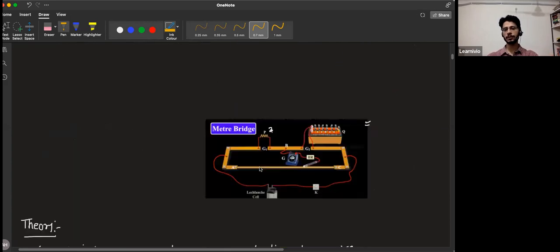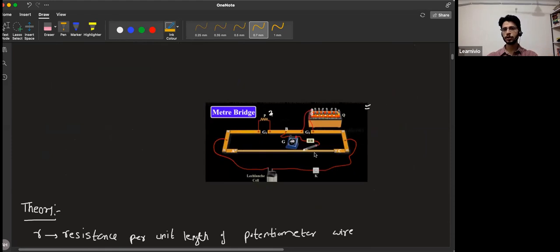So there is a scale here. From this scale, let's say this is your galvanometer. This is your point D. So using this scale, you can measure this length. If, let's say, this length is 60 centimeter, then the remaining will be 100 minus 60, so that will be 40 centimeter. So the complete length comes out to be 1 meter or 100 centimeter.